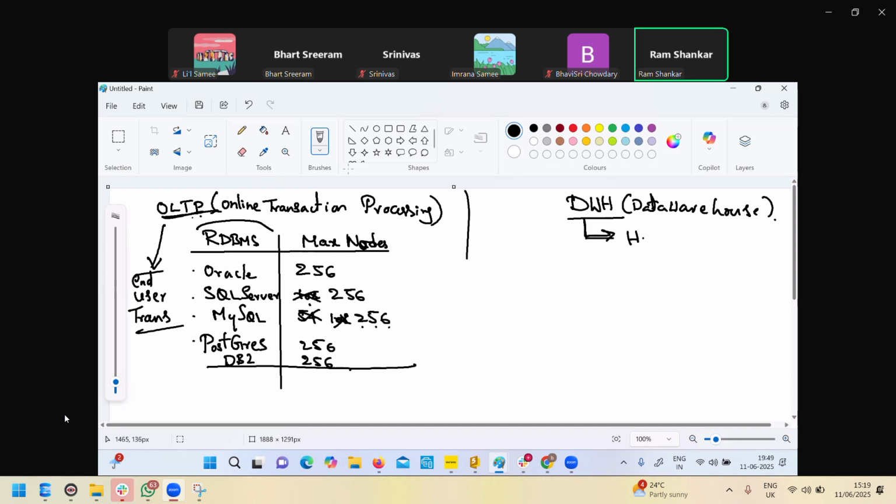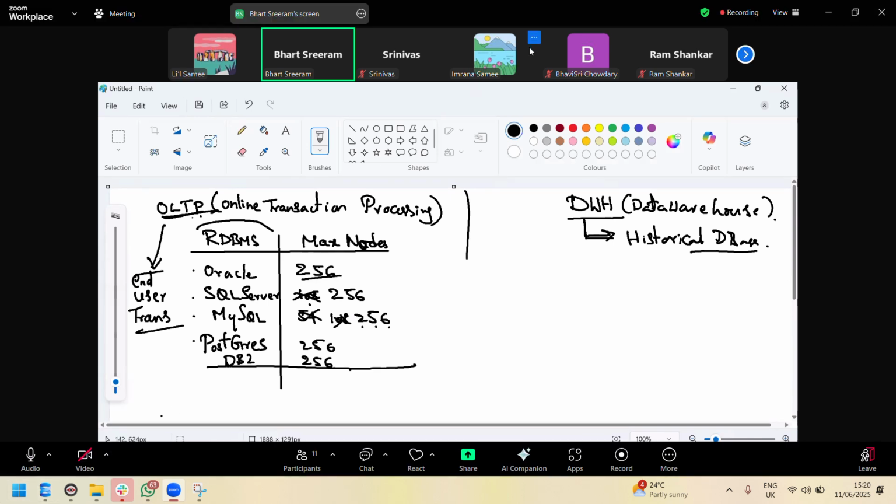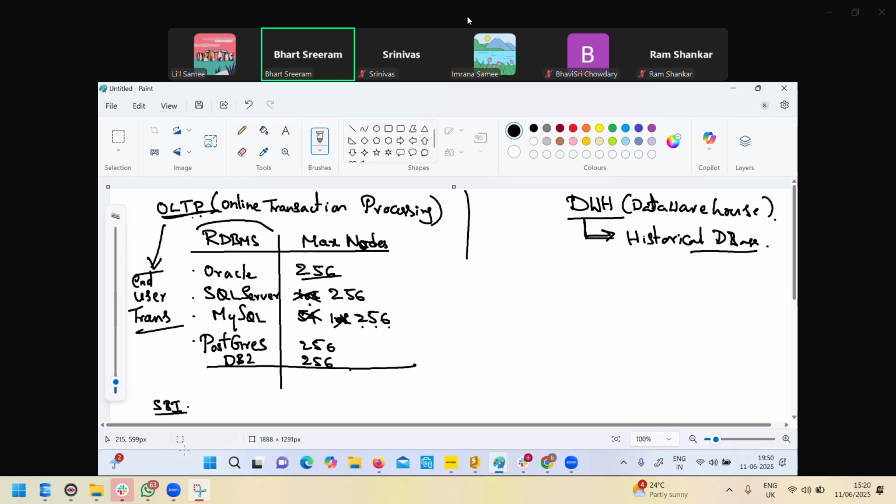This is for data dumping, historical data. Why do you need historical data? What is the limit here, sir? 256. For example, let's talk about SBI, State Bank of India. It has more than 70 years of history. Do you mean to say the entire 70 years of data is available in their Oracle or DB2 server? No. They cannot, because there is very limited capacity here, 256.